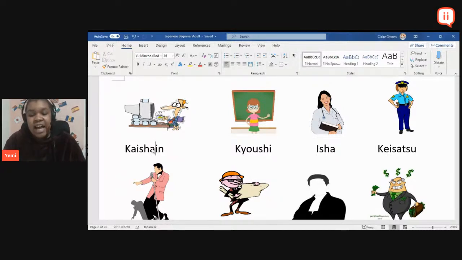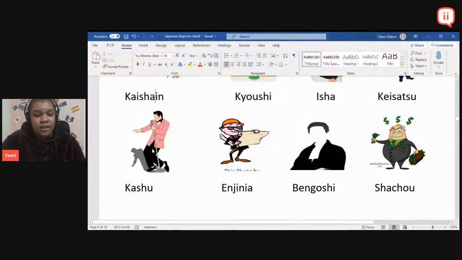Doctor, isha. Police, keisatsu. Okay, you might also hear keisatsukan, keisatsukan desu. Singer, kashu. Engineer, engineer. Okay, so this one obviously comes from English, okay? Lawyer, bengoshi.